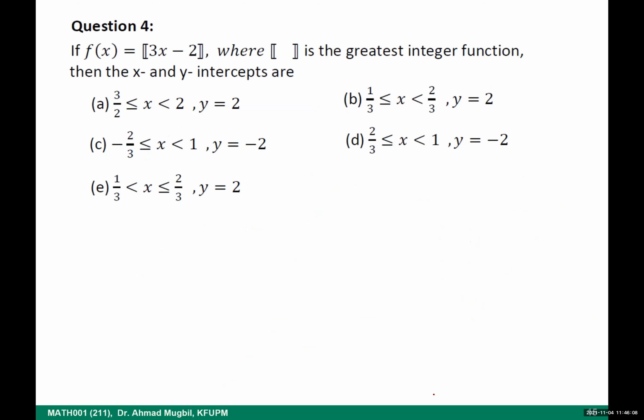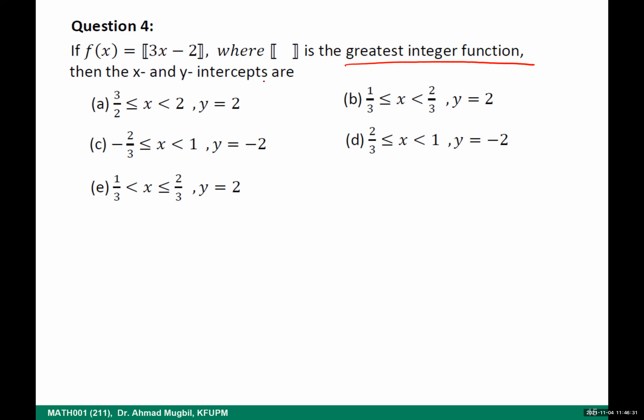Because for plotting points, I need more than 3 points. Okay. Plotting points, you will not be 100% sure. You need many points to be sure. Now you have here piecewise. No, it is piecewise, but it is a greatest integer function. Find the x-intercept and the y-intercept.